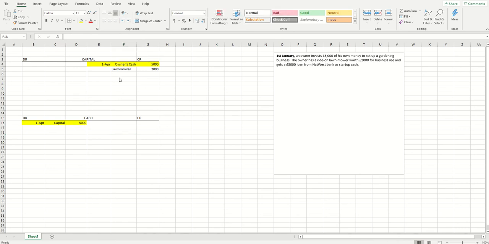Now, we can't record the lawnmower as cash because it's not cash, it's equipment. So we need to create another ledger to record transactions related to equipment. Again, the business has received this lawnmower, so it appears on the debit side, and the amount is £2,000. And now you can see that this transaction has been recorded twice, once as a credit and once as a debit. So we're good to go there. I'm just going to shade that in so we can see we've done it.